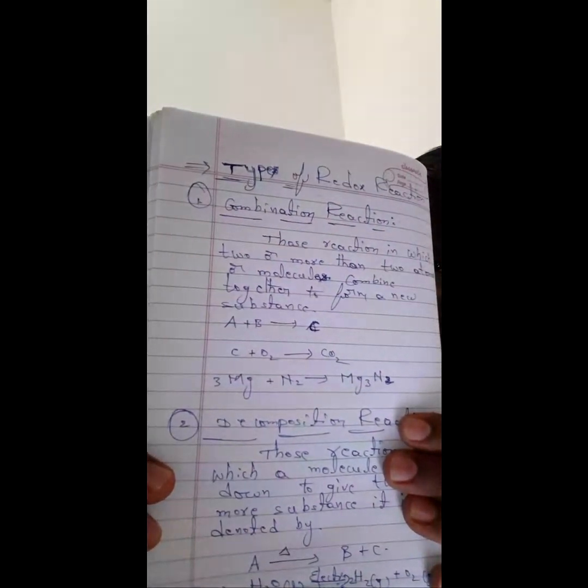Types of redox reaction. The first one is the combination reaction. It is a reaction in which two or more atoms or molecules combine together to form a new substance. The general formula is A plus B gives C. I have already written A plus B gives C.